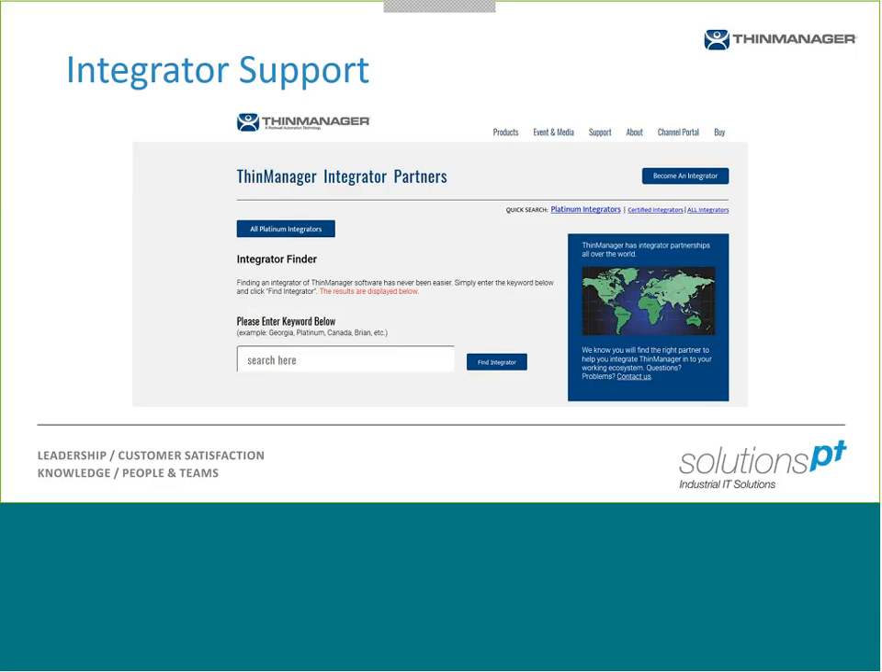Here you can see the page that I was talking about earlier. This is where an end user that's interested in ThinManager, who wants to partner up with the right system integrator, could search for the UK, or Ireland, or London, some specific geographical place, and it's going to find all of the certified system integrators that they can partner up with.